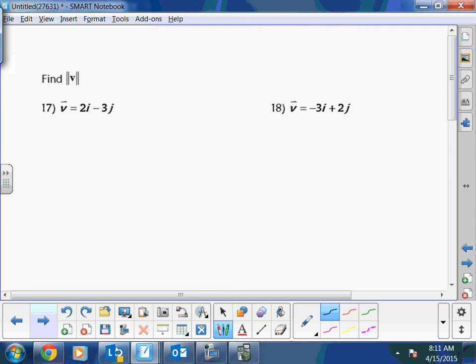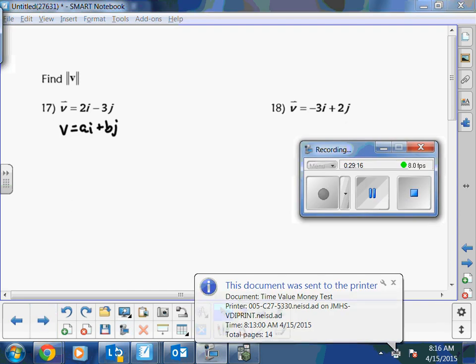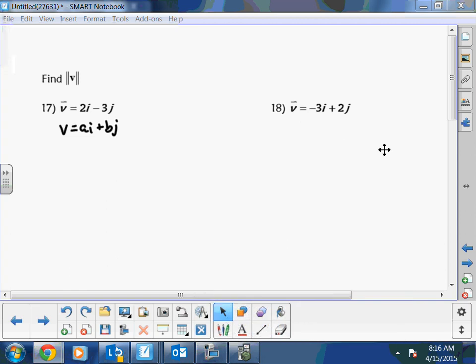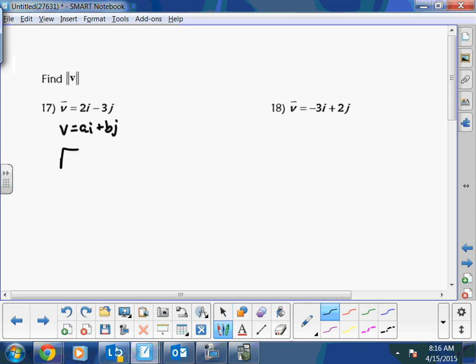Now for these, we're going to do the magnitude. Remember, the equation for magnitude when you're dealing with vectors: every vector is written in the form ai plus bj. Give me a second. Okay, great. The reason I'm writing down that vector form is that to find the magnitude of a vector, it's asking you to look for the square root of a squared plus b squared. So in this case, this is going to be 2 squared plus negative 3 squared.